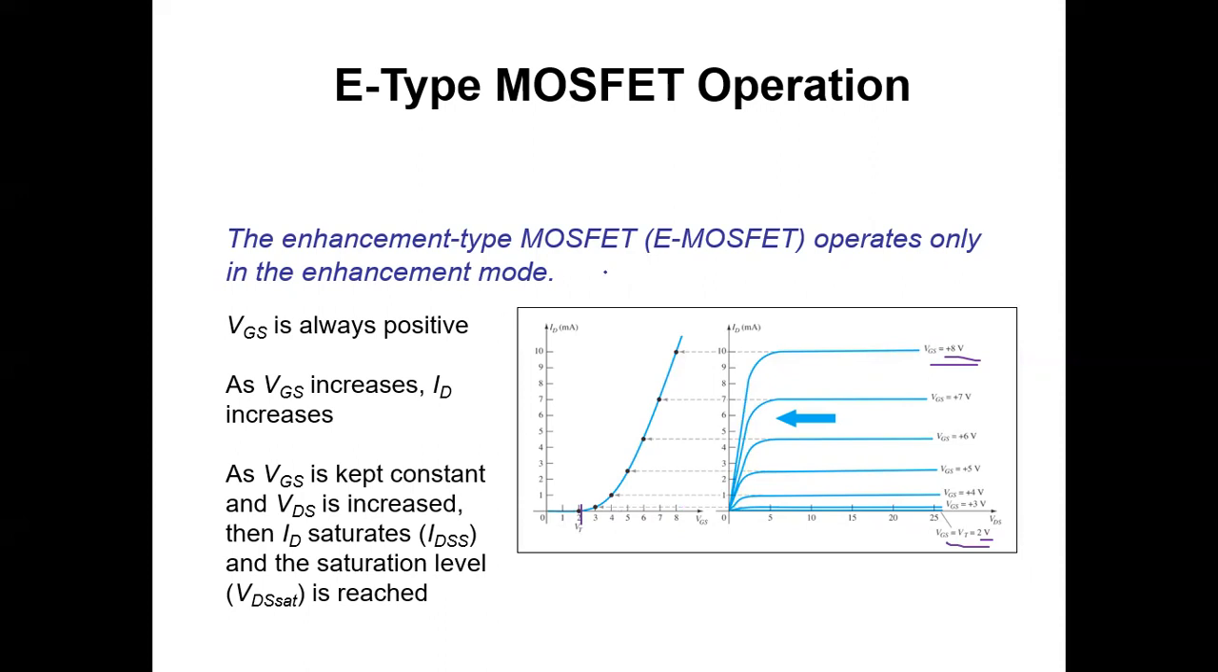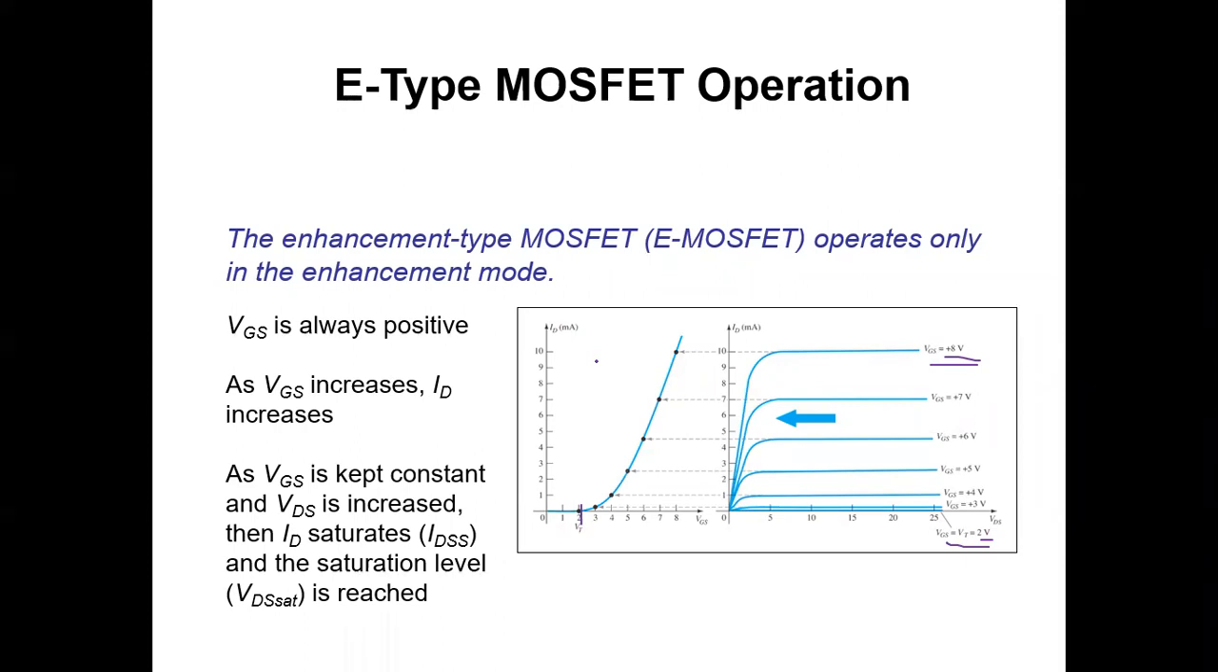So why is it called enhancement type? Because by applying a potential on the gate, you are actually enhancing the channel. On the other hand, when we talk about depletion, your channel is depleted. So there is no threshold voltage in the depletion type. But in the enhancement type, there is this term called threshold voltage. Here you can see up to 2 volts, there is no drain current for a particular VGS.